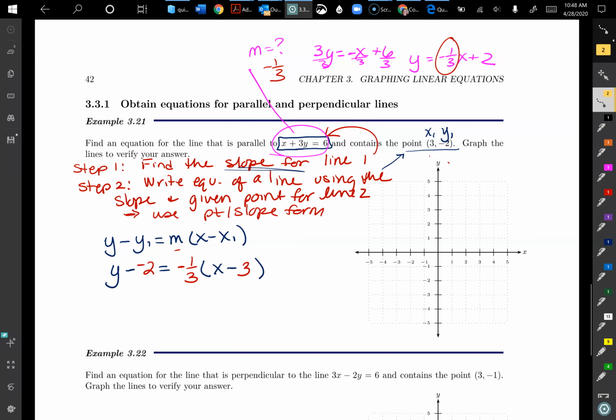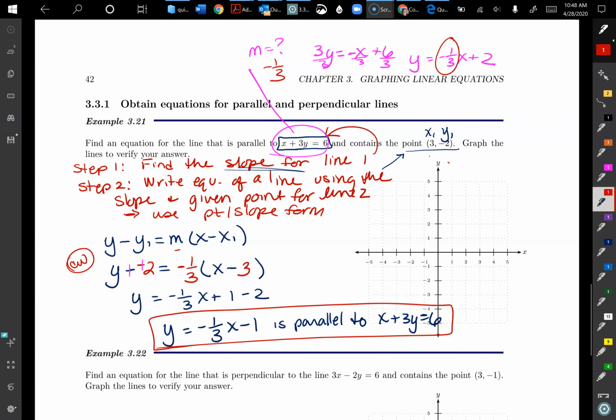So I'll leave that for you guys to do. So try that and then check your answer. And so I just distribute and then subtract 2. So I have y equals -1/3 x minus 1 is parallel to x plus 3y equals 6. That's our original line that we had to figure out slope from.